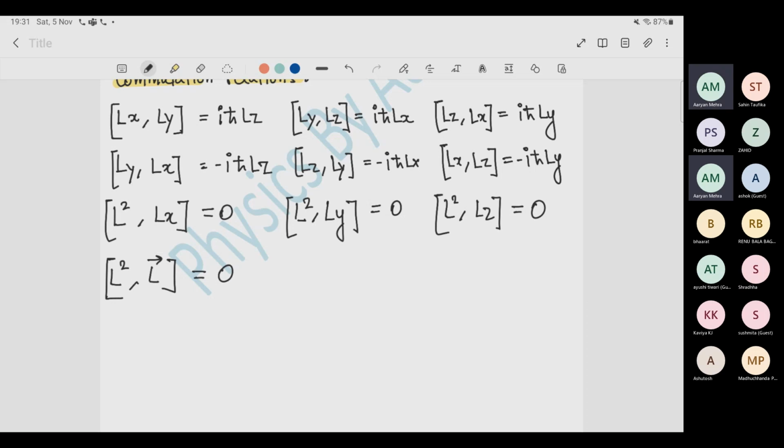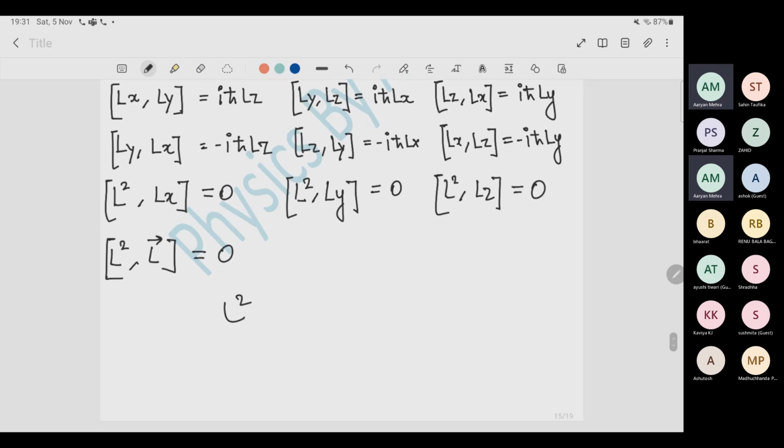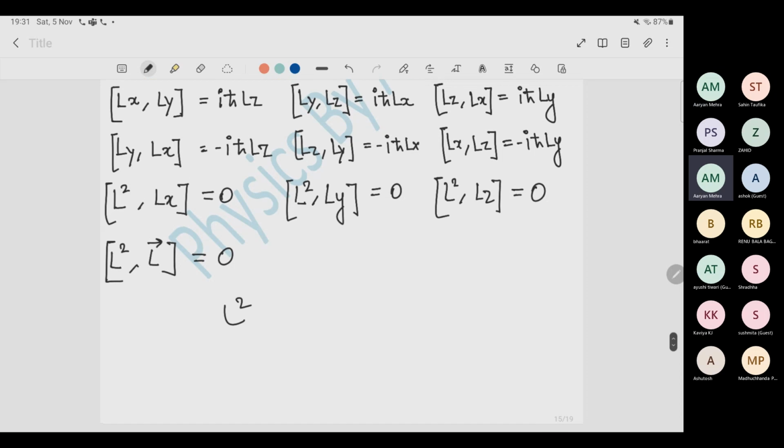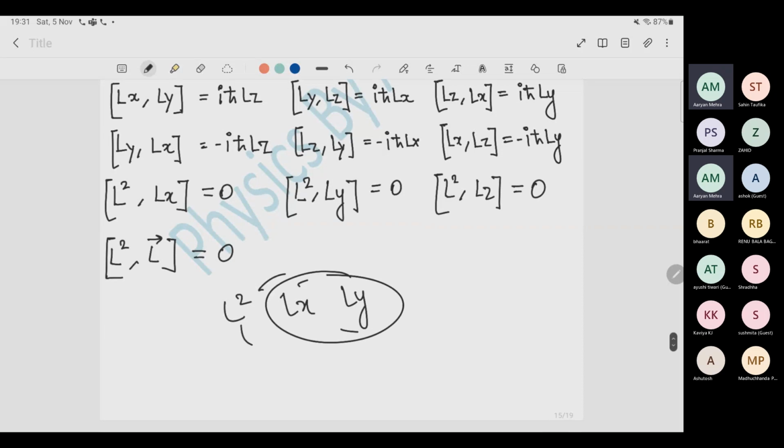Definitely correct. So if I can measure L square and Lx at the same time, can I measure L square and Ly at the same time? Yes. So I can measure L square and Lx at the same time, and L square and Ly at the same time. So can I measure L square, Lx and Ly at the same time? No, because L square and Lx are compatible, and L square and Ly are compatible, but Lx and Ly are not compatible. So in order to measure all three together, all three should be compatible with each other.